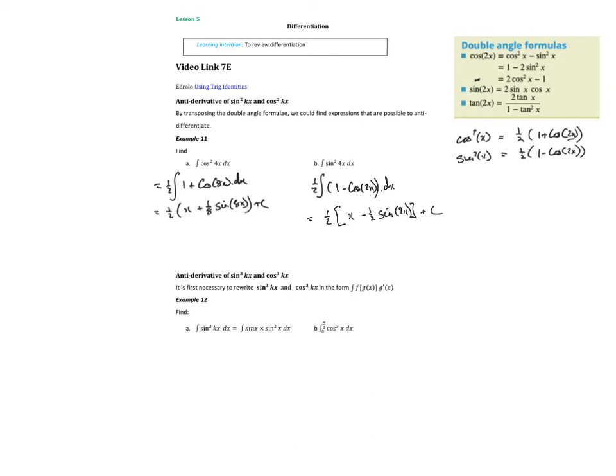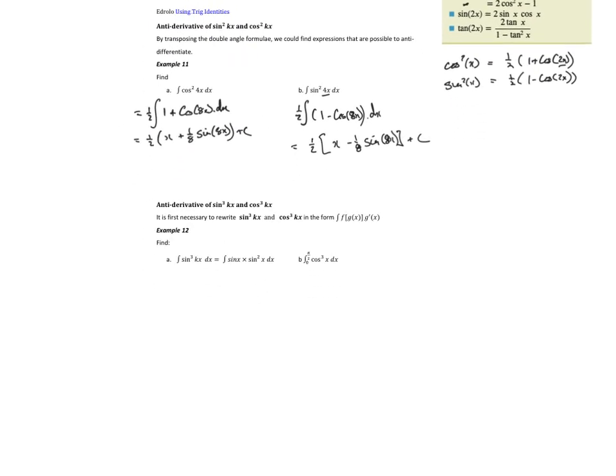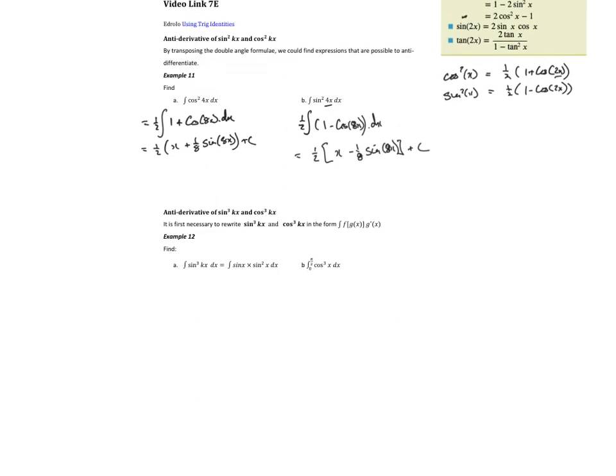I've just noticed the 4x, boys, isn't it? So that should be an 8. That's an 8 there. That's an 8 there. All right, so don't be careless. So read carefully.